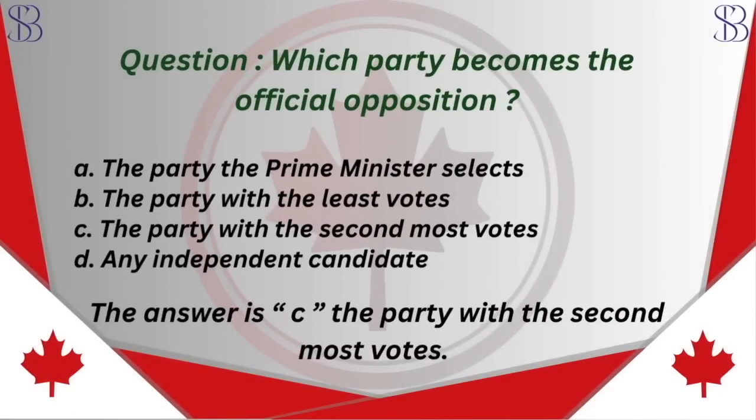Question: which party becomes the official opposition? A. The party the Prime Minister selects. B. The party with the least votes. C. The party with the second most votes. D. Any independent candidate. The answer is C. The party with the second most votes.